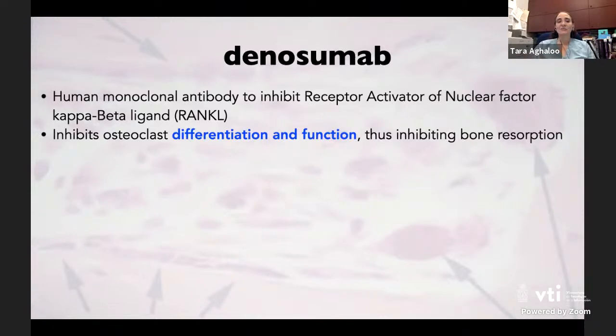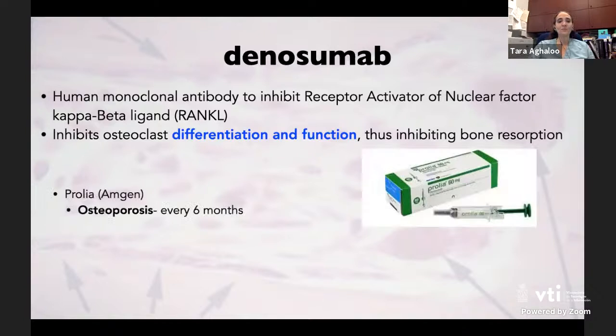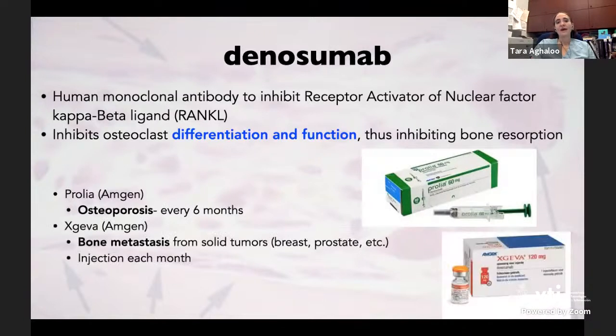And so it's a little bit different than the bisphosphonates, where the bisphosphonates are either killing the osteoclasts or making them ineffective in their ability to resorb bone. But when you're using denosumab, which is either going to be Prolia or Xgeva, depending on the formulation, then the osteoclasts are actually not even formed most of the time. And so you can see that for osteoporosis, it's given every 6 months. And for cancer, either metastasis or primary bone cancer, it's given either once a month or once every 3 months, depending.